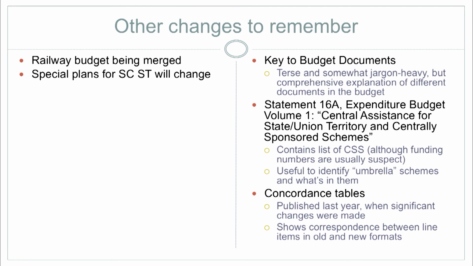Finally, a new statement called the concordance tables was published last year when significant changes were also made to budget formats. This document shows a correspondence between the line items in the old formats with the new formats. If this document is published again this year, it will help keep track of any changes which may have happened in line items in specific documents. We hope this video will better help you understand the changes in budget documents and account for them if you're trying to compare allocations across years.